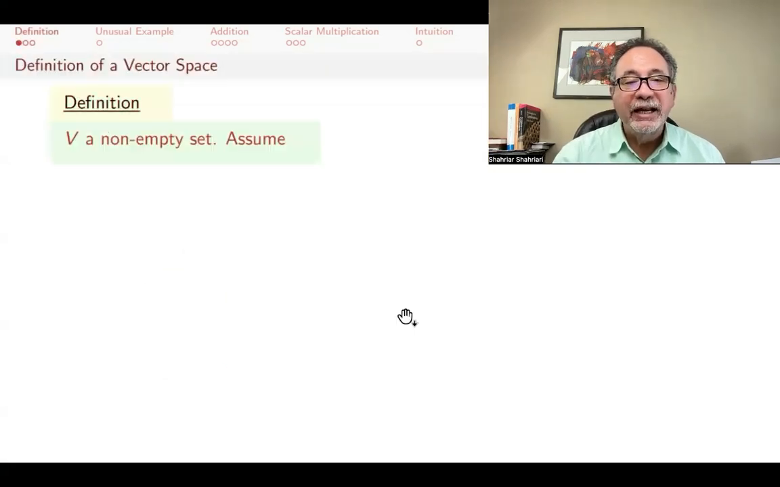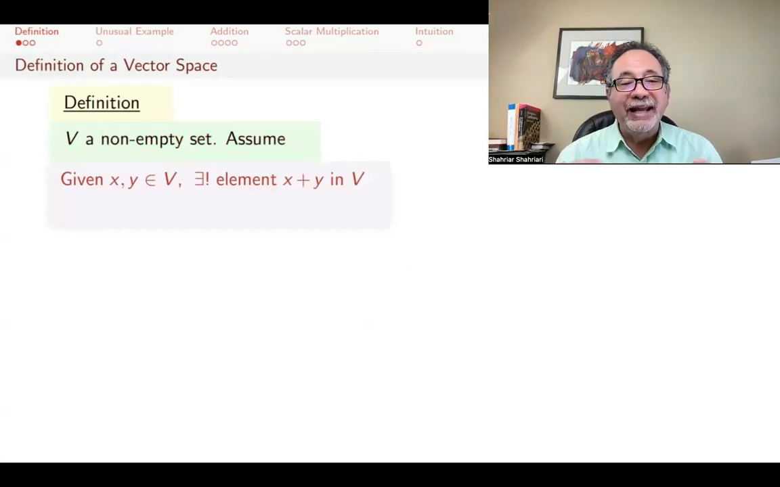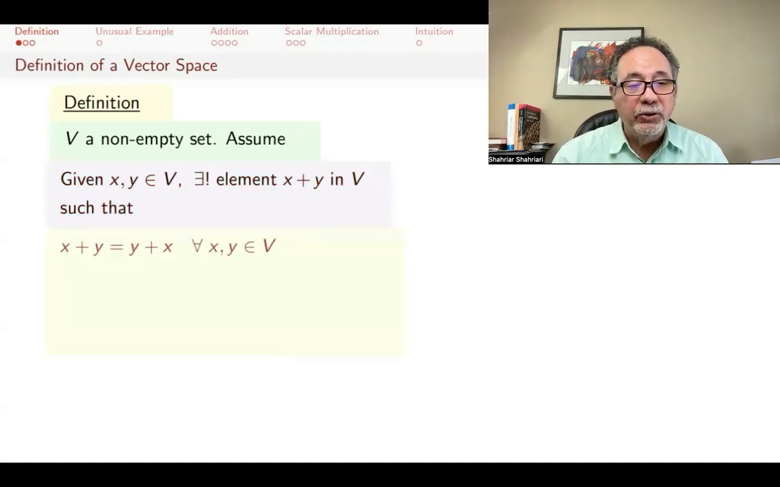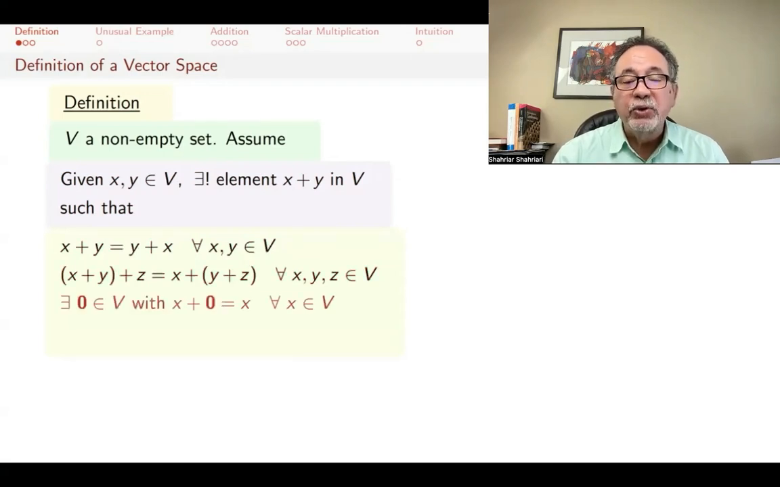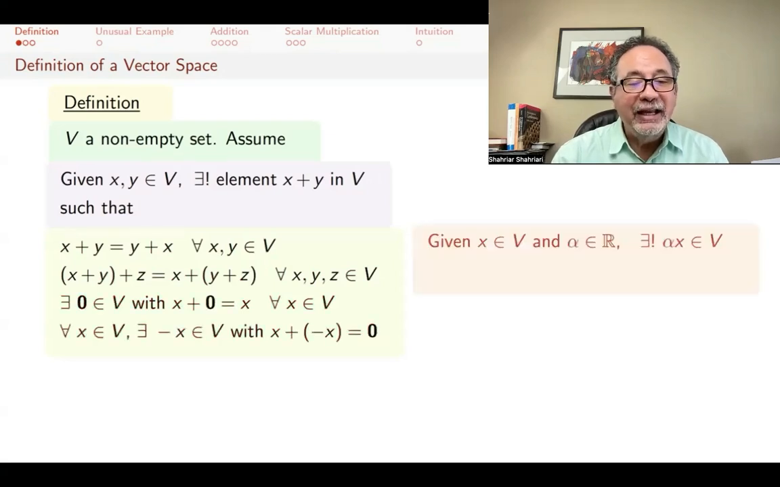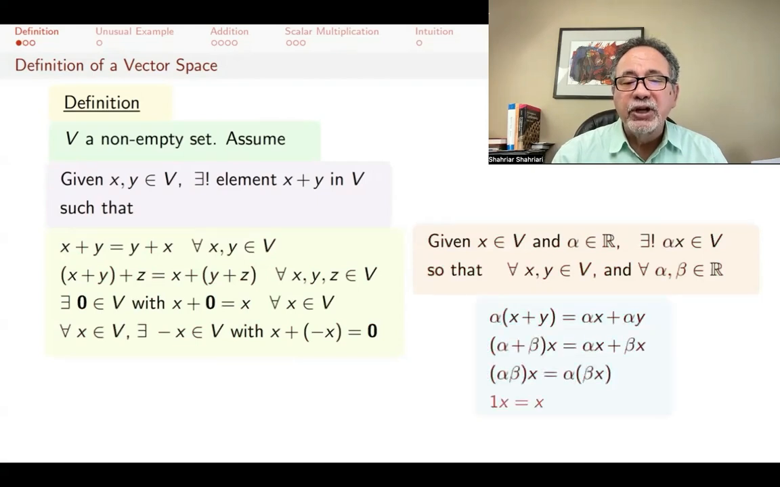A vector space is a non-empty set, and we're assuming that we have addition. If you take two elements of V and add them, you get another element of V, and that addition has properties: commutativity, x plus y is y plus x, associativity, x plus y plus z is x plus y plus z. There's a zero, a vector that when you add it to other things, nothing happens. Every element has a negative. We also have scalar multiplication, and that scalar multiplication follows certain rules.